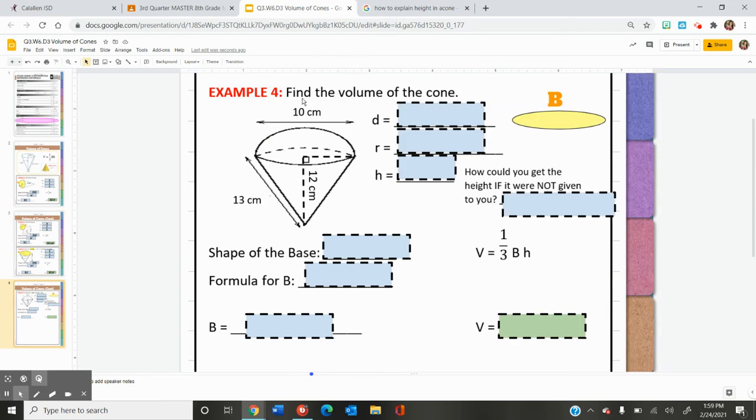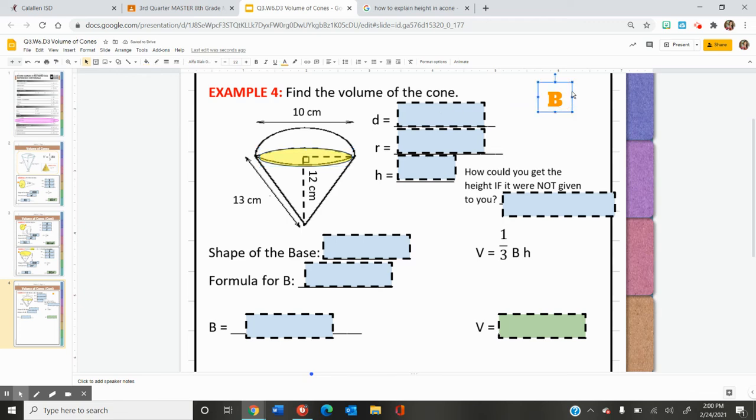Okay, so example 4 says, find the volume of this cone. Now here they went ahead and gave you a little hemisphere on top. We're not concerned with that. We're just trying to find the volume of this cone down here. Now, the base shape of this cone is going to be right here.